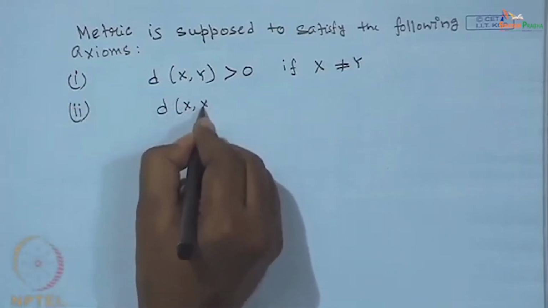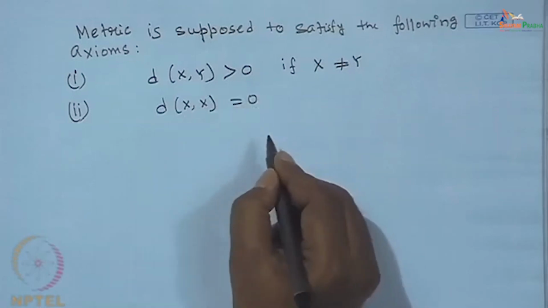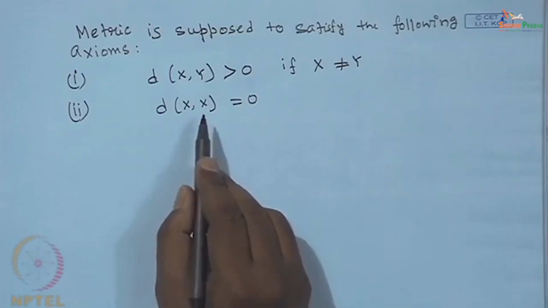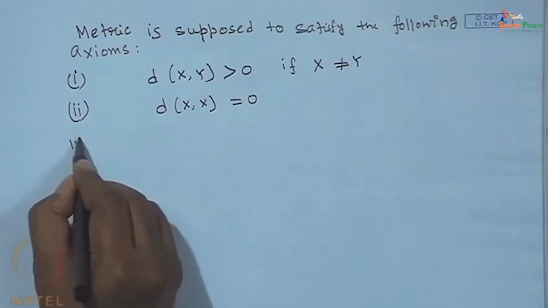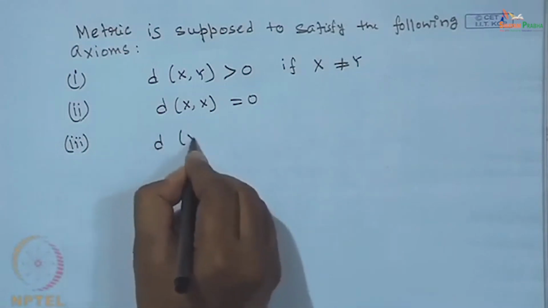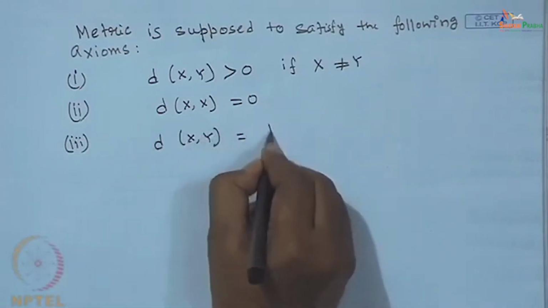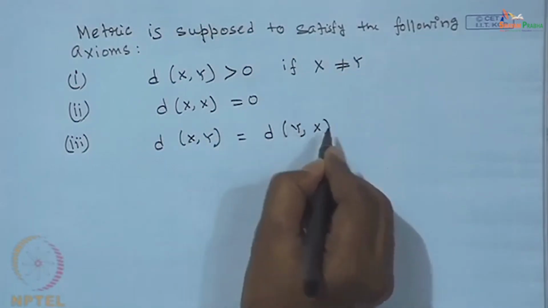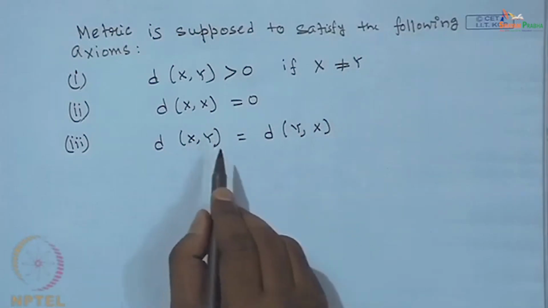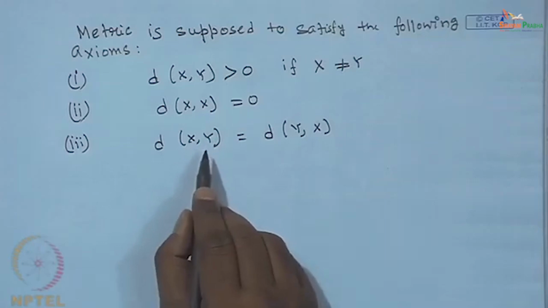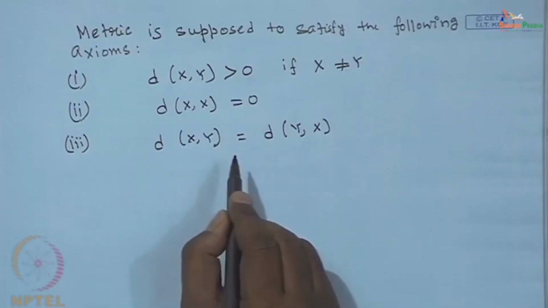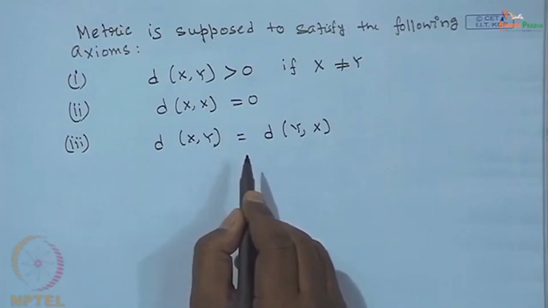Metric between x and x will always be equal to 0. This simply means that the distance between x and x, the same vector, will be equal to 0. That means the two vectors we are talking about in this case are the same. Metric between x and y will be nothing but metric between y and x. So, this simply indicates that whatever the order between x and y, since the metric is basically a scalar quantity giving a distance, whether we talk about x and y or y and x, the distance between the two will always be the same.